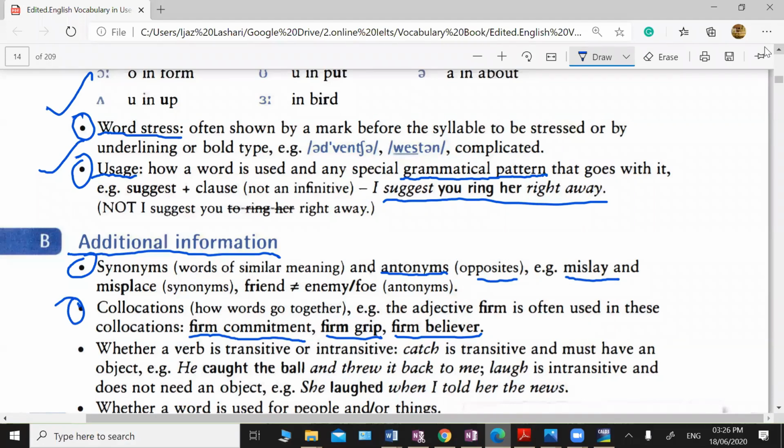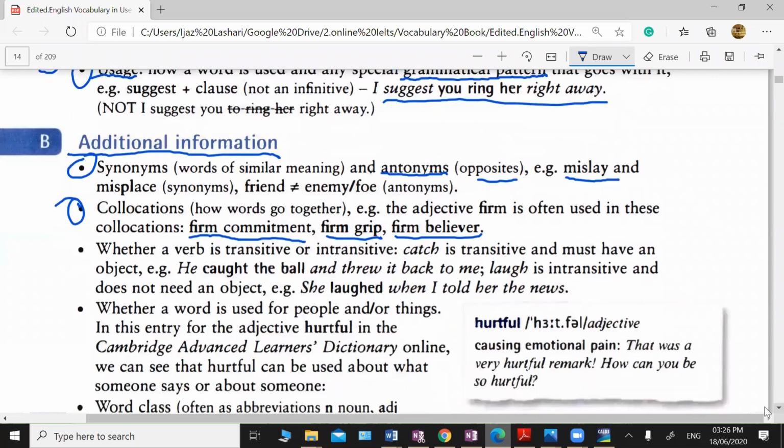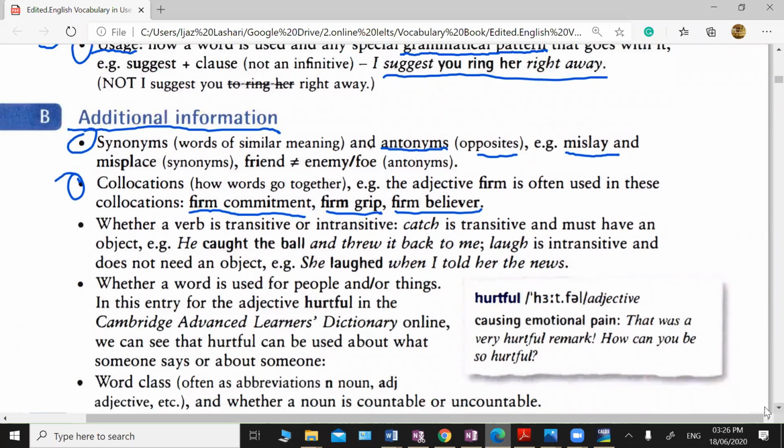You might find the meaning of the word, but you will not come across all these details. That is why I told you yesterday, I have been telling this repeatedly, that please consult the dictionary which is from English to English, not the dictionary which tells you the meanings in your native language. Because if you see the dictionary in your native language, you will not get all these details which we have studied, like synonyms, antonyms, collocations.